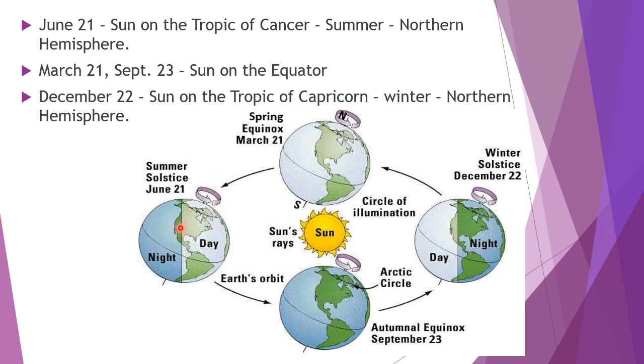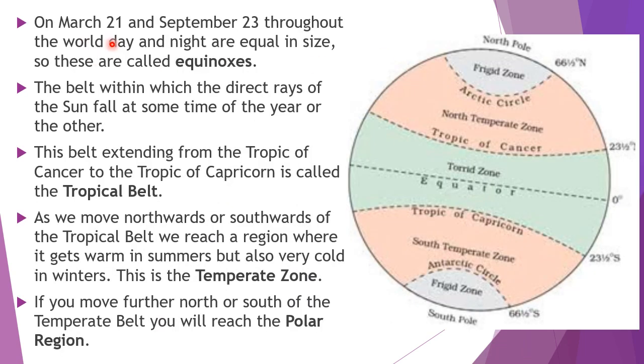And here in the June month, that is summer for us and winter for southern hemisphere. And here for us March month, spring. At the same time, for the southern hemisphere it is autumn. At the same time, September month for us autumn, and for the southern hemisphere it is spring. So opposite climatic conditions we can see as per the revolutions.